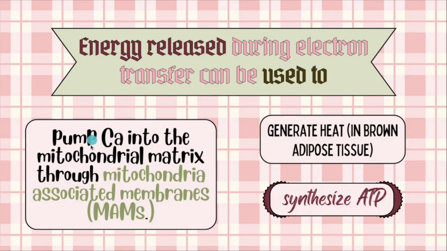Another purpose they could be used for is to pump calcium into the matrix. Why would we need to pump calcium into the matrix? Remember in the TCA cycle when we said that calcium activates certain enzymes of the TCA cycle? And remember that the TCA cycle occurs in the matrix? This is exactly the link. Calcium can be pumped into the matrix to activate the TCA cycle. How? Because of energy release during electron transfer in the ETC. Okay?